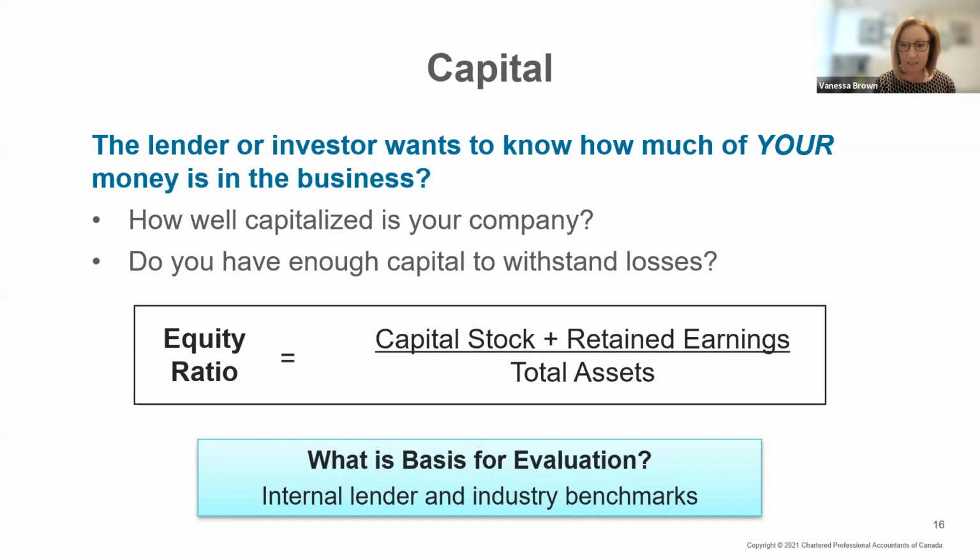The third C of credit is capital. So how much money is the owner going to invest in the business? Another way of saying that is how well capitalized is your business? Do you have enough capital to withstand some losses if some kind of a loss happened? So the equity ratio is one measure of that. We would take the capital stock plus the earnings retained over time in the business divided by total assets.